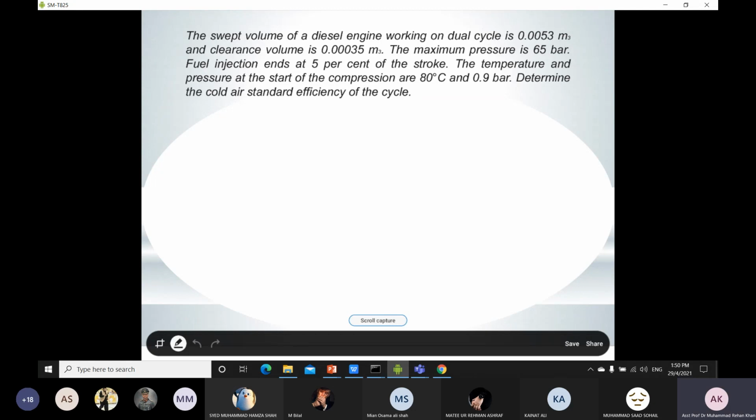And the clearance volume is 0.00035 meter cube. So clearance volume, I think you all know that it will be the minimum volume. So the minimum volume is 0.00035 meter cube. The maximum pressure is 65 bar.